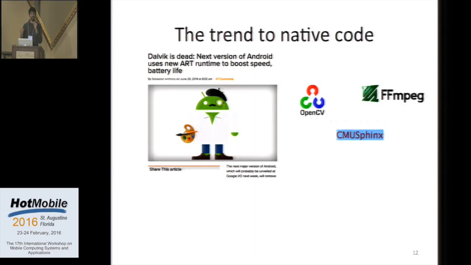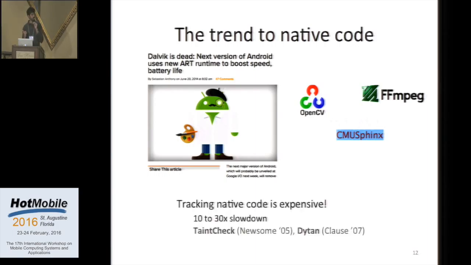All this means if you want to do taint tracking on modern mobile platforms, you want to think about taint tracking native code. Unfortunately, as previous work has shown, tracking native code is expensive. The slowdown might be at least 10 to 30 times. We consider this unacceptable because we want to build a system that runs on real devices with real apps, and you want really good performance. So how do we do better?